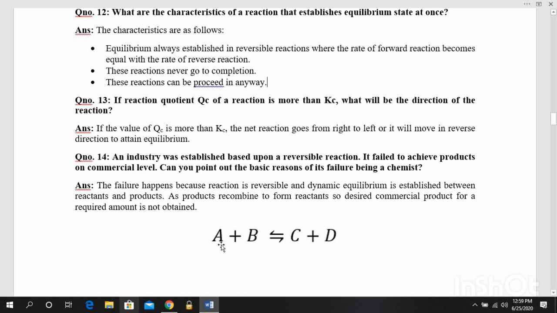This is the general equation. A and B are the reactants which combine together to form C and D, the products, and this is a reversible reaction in equilibrium state. It means that the products C and D will recombine to form the reactants A and B, and this reaction keeps going on for a long time and you will never get the desired product. So this is the basic reason for the failure of the industry to achieve products on the commercial level.